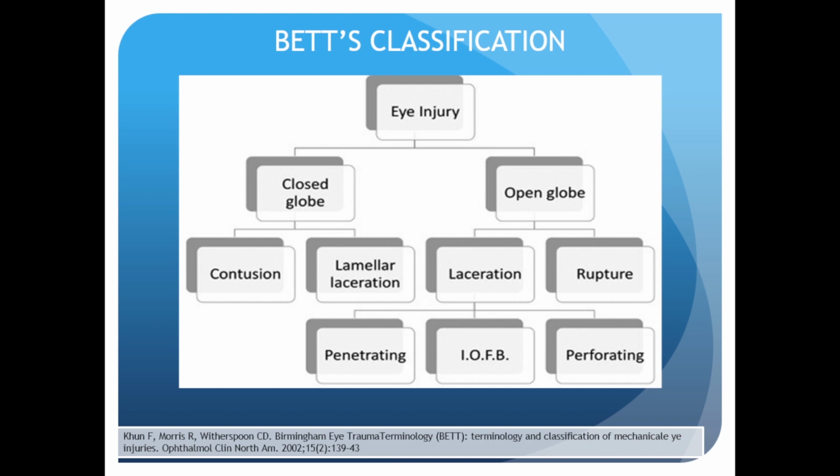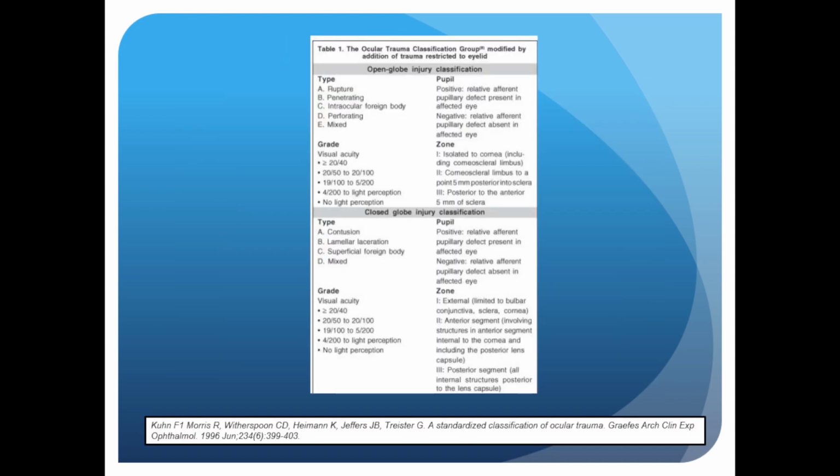So as we all know, in the BETS classification, ocular injuries can be classified into two types: closed or open globe injuries. Closed is again classified as contusion and lamellar lacerations. Open globe is again classified as laceration and rupture, and laceration is again classified as penetrating, perforating, and intraocular foreign bodies. So this is the classification of trauma. Open globe injuries and closed globe injuries are classified separately.